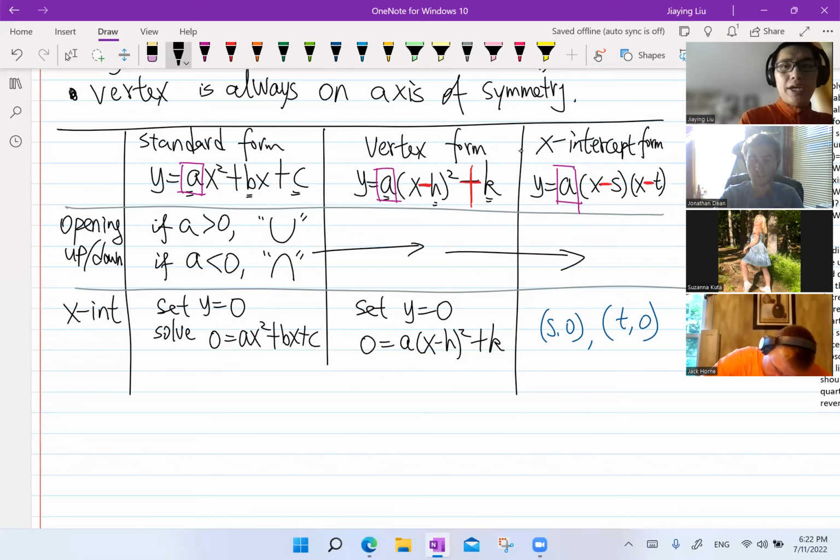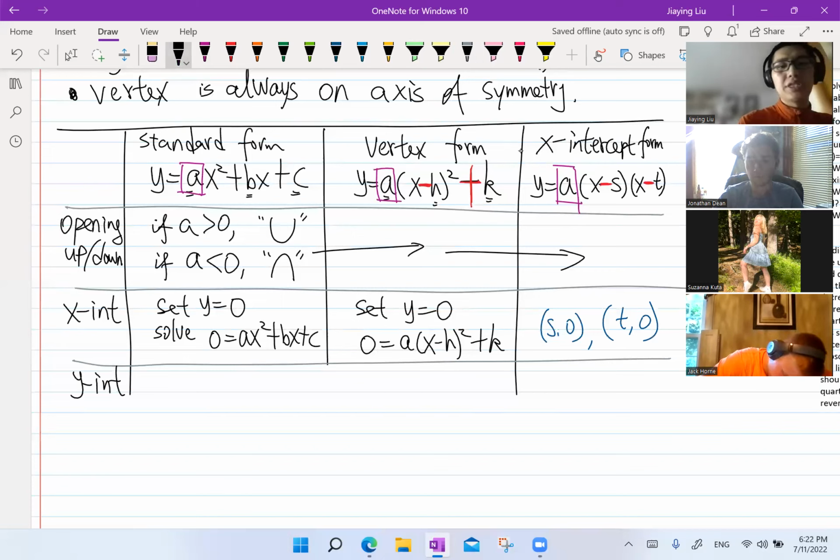Right? What about y-intercept? Well, to find a y-intercept, we're just going to set x equals zero. And if we go back to the standard form, when we set x equals zero, immediately we know the x squared term goes away, the bx term goes away, right? Because both the first and second term has x, we're left with c. So the y-intercept is (0, c). So that's the good thing about standard form, you know what the y-intercept is, it's just the c value.